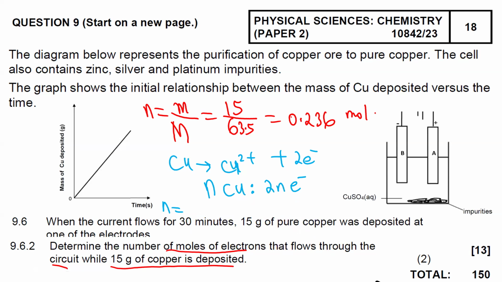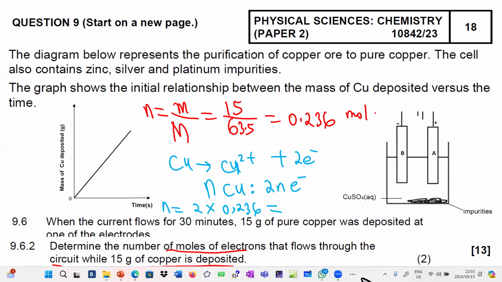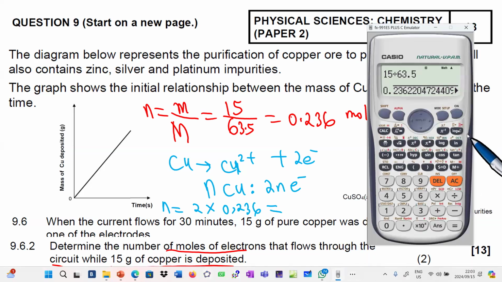So now we come here and say the number of moles of the electrons is 2 times the electrons. If you want to find the number of moles of the electrons, you say it is 2 times the number of moles of the copper that you have already got, which is 0,236. I was just testing you, I did not expect any answer.